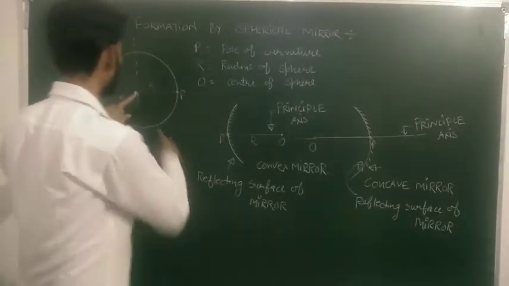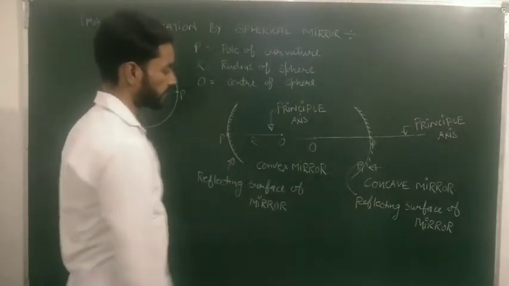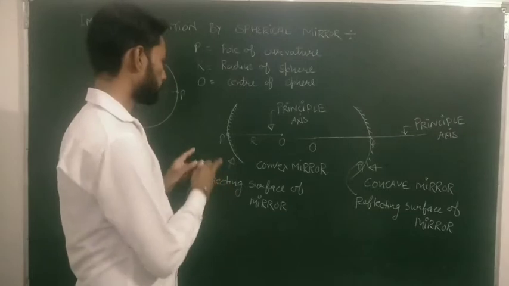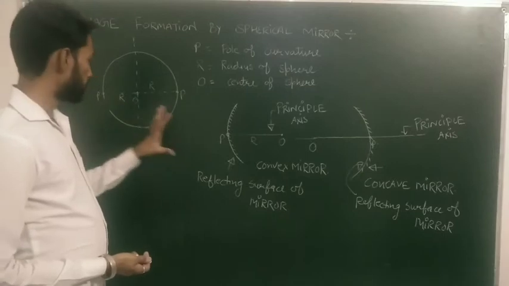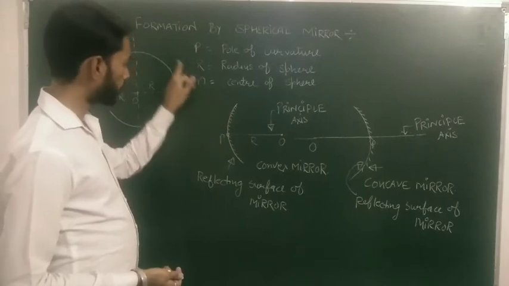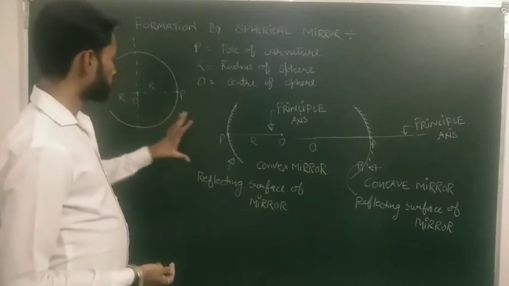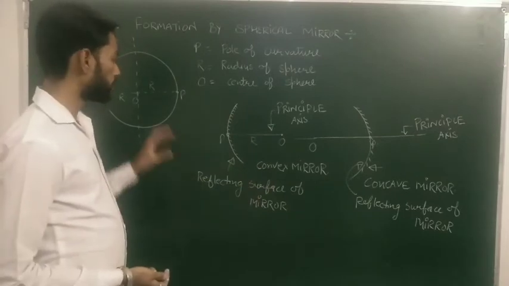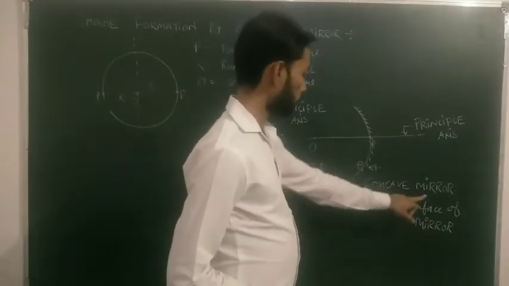So spherical mirrors are of two types. The first one is the convex mirror and the second is the concave mirror. What is the function of this type of mirror? When parallel rays come from any object and strike this type of mirror, after reflecting they spread out, so this mirror is also called a diverging mirror. Why diverging mirror? Because it diverges the rays of light.